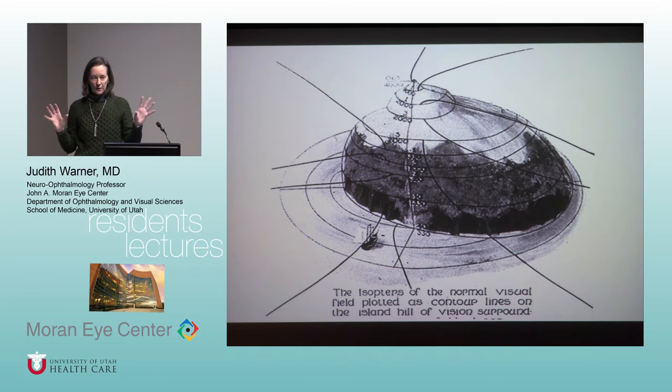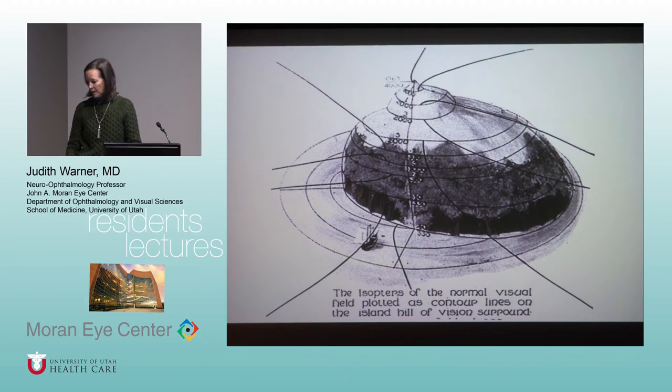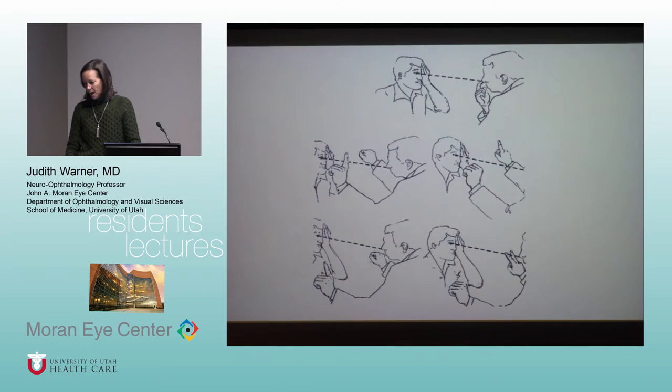So, you know, the concept of the island of vision in the sea of darkness, where the steepness of the slope of what you're able to see increases rapidly the further out you get, to the point where you can't see anything at all. It is normal not to be able to see behind your head, except if you're a mom.